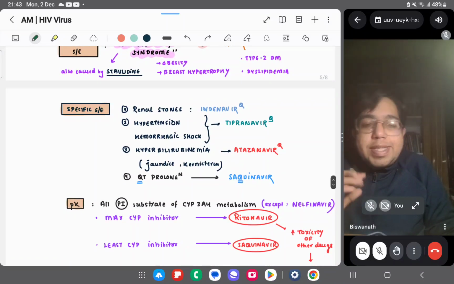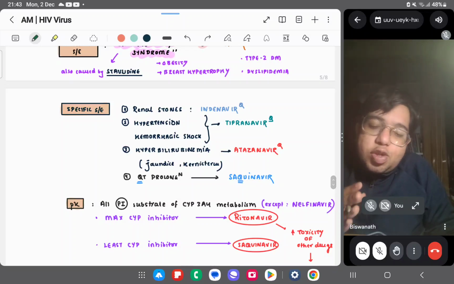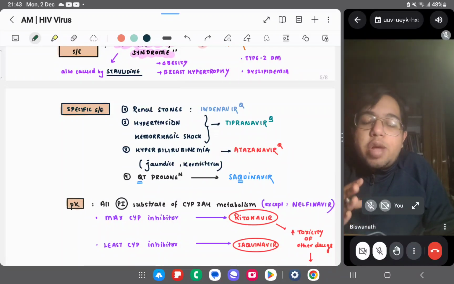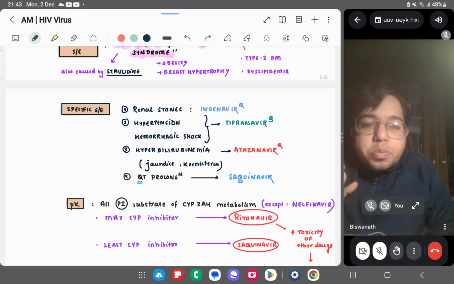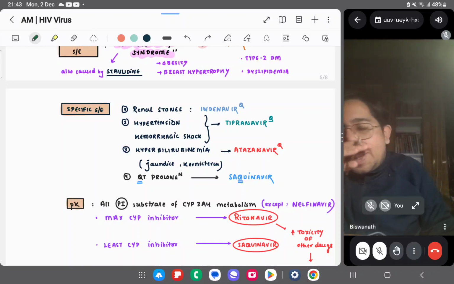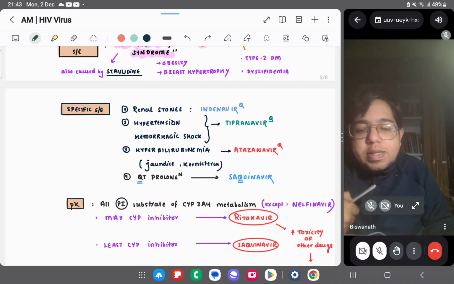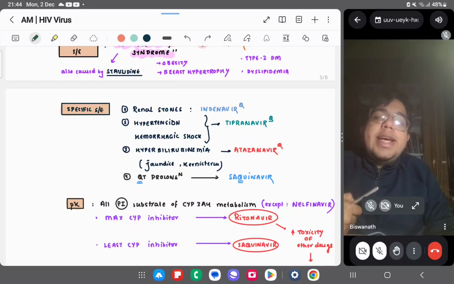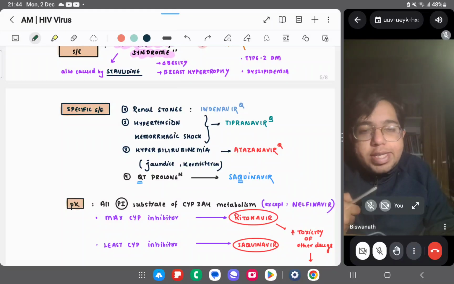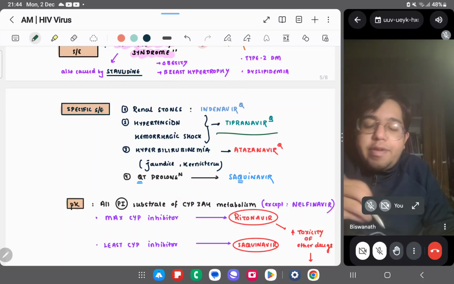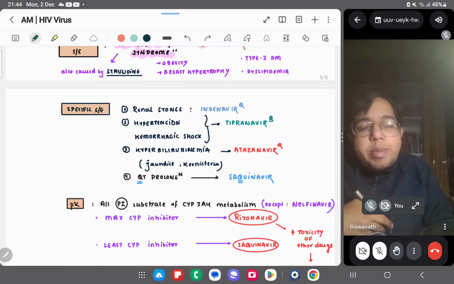Okay. Specific side effects. Renal stones is a side effect of Indinavir. Indinavir. Okay. We Indians have kidney problems, if I remember like this. Indinavir, renal stones. Then HH, hypertension and hemorrhagic shock, are caused by tipranavir. So you have to remember Indinavir, you have to remember tipranavir. Hypertension and hemorrhagic shock is caused by tipranavir.